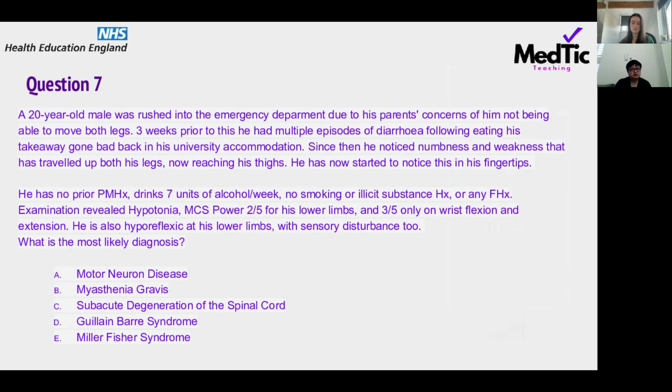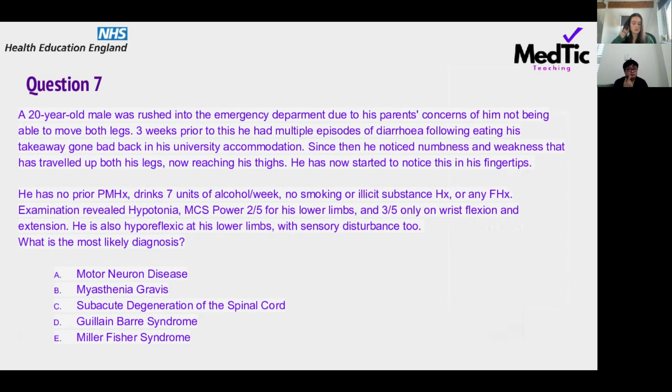This next question is seeing a 20-year-old male coming into the emergency department after his parents are concerned that he was not able to move his legs. He had some diarrhea 3 weeks ago following a takeaway that he ate that has gone bad in his university accommodation. He has since then noticed some numbness and weakness that has traveled to both his legs and now reaches his thighs. It's starting to come to his fingertips as well, which is quite concerning.